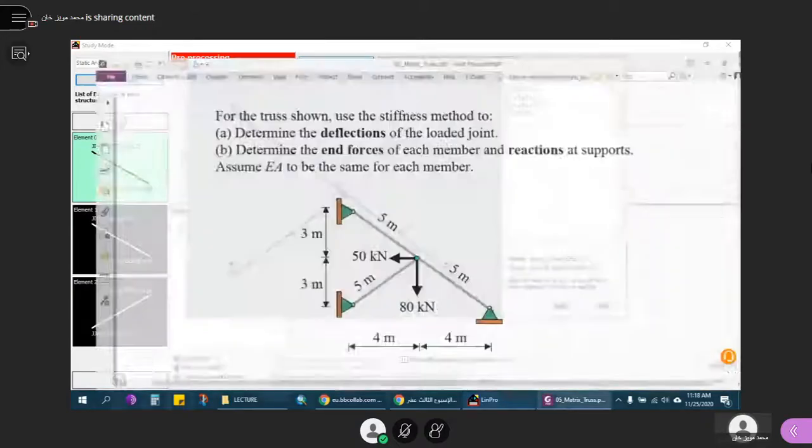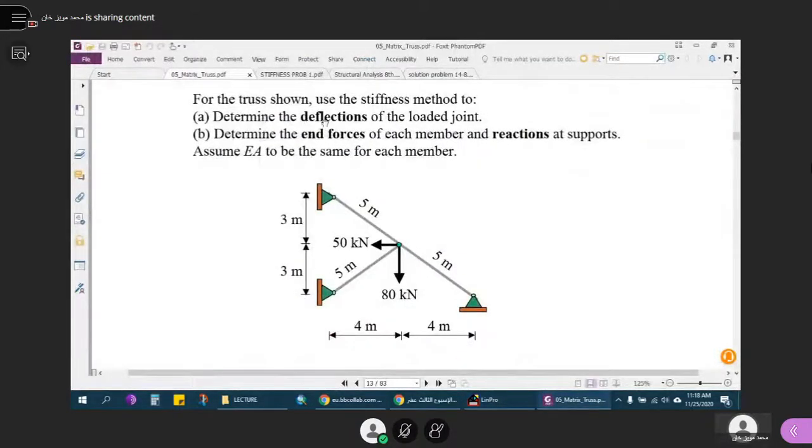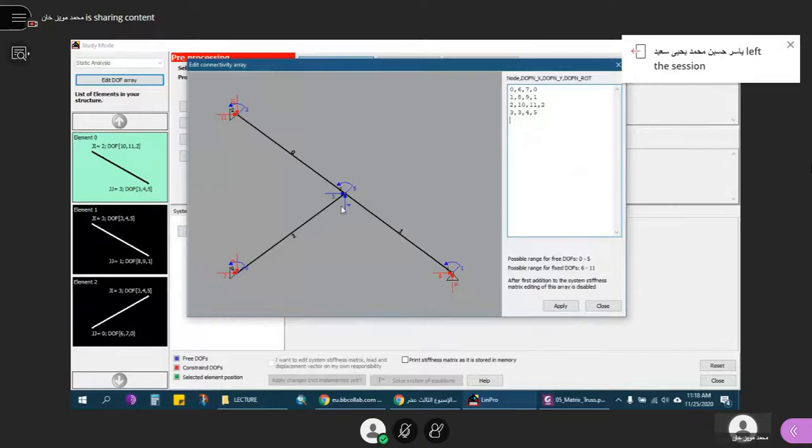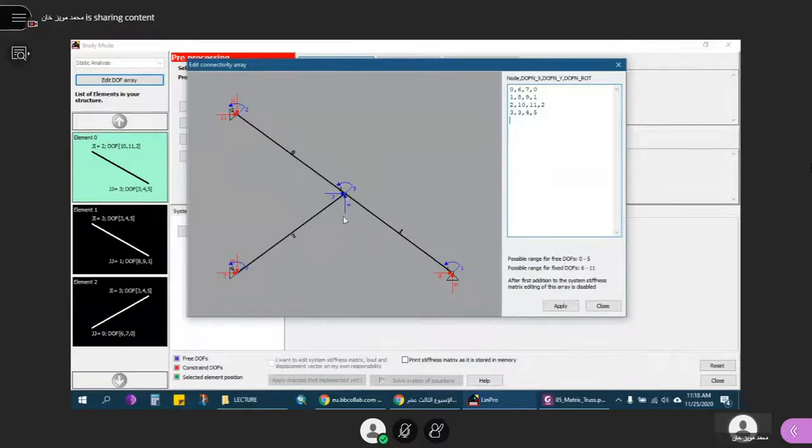What is the question? He's asking us to determine the deflections of the loaded joint. It means I need to find the deflection at this point, in x and in y. So I need to know which degrees of freedom are assigned here: 3 and 4. That is the result I need to see at the end, meaning the displacement in degrees of freedom 3 and 4.